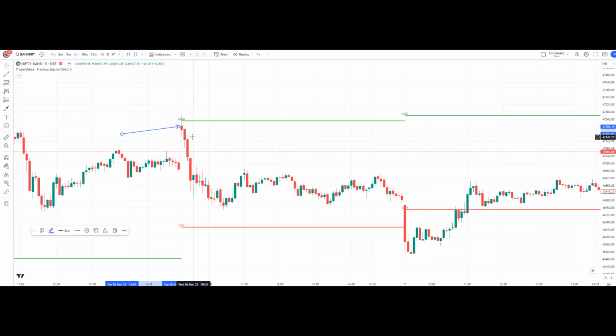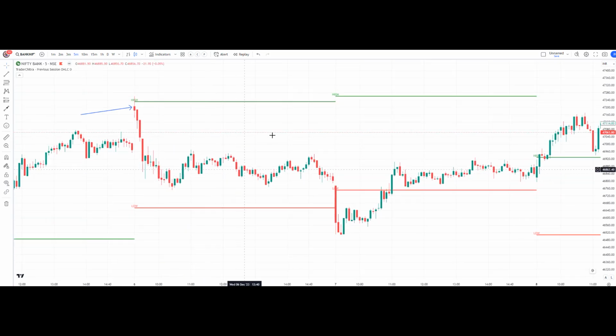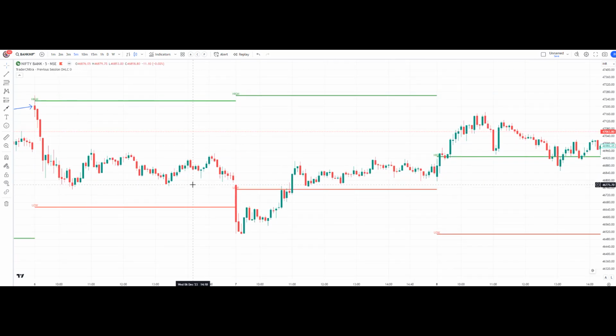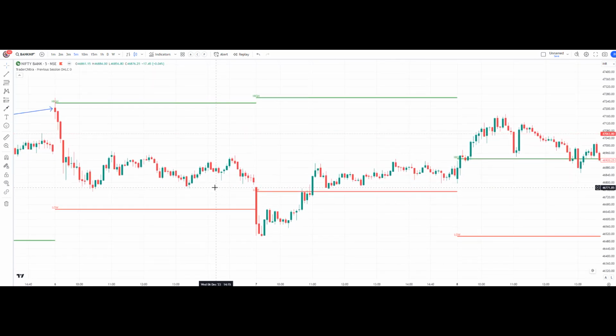Okay, and here from 47,140 the price took support at 46,760. Okay, so I'm not telling any trade here. I'm telling how we can use this previous day high and previous day low along with our price action trading. Okay, the previous day high and low will act as support and resistance for intraday trading. So you can use this along with your price action, or whichever strategy you are using, you can use this previous day high and low.